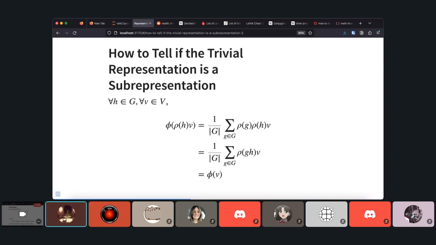But if you're summing over g, and taking rho of gh for all g, you aren't changing what you're summing at all. You're just permuting the order of how you sum it. And so phi of v is totally the same. It's totally invariant to the action of the group. Does this set of steps make sense?